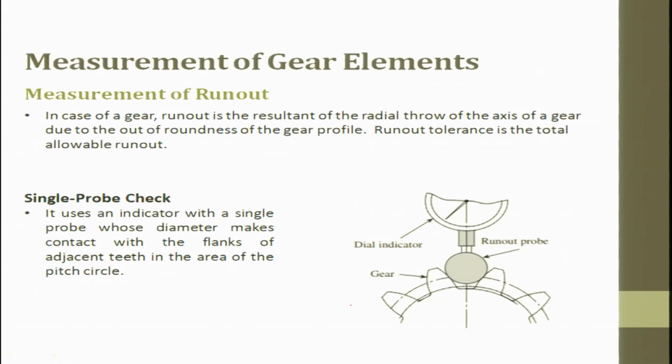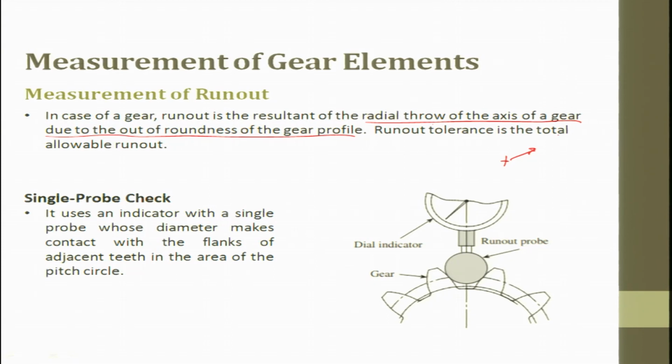So, what are the different ways of measuring the gear elements? First, we are trying to measure the runout. In case of a gear, runout is the resultant of a radial throw of the axis of a gear due to out of roundness of the gear profile. So, there is a center, and there is a shift in the center. A radial throw of the axis of a gear due to the out of roundness of a gear profile.